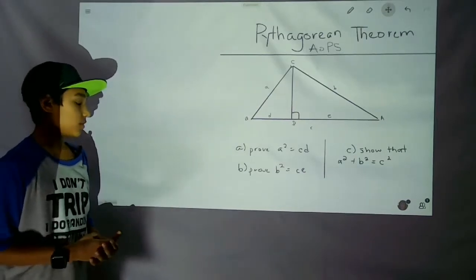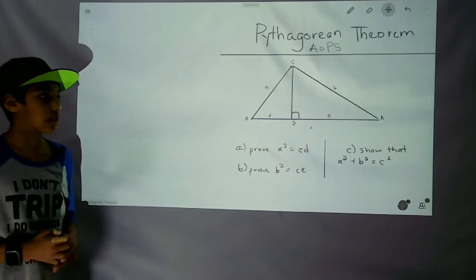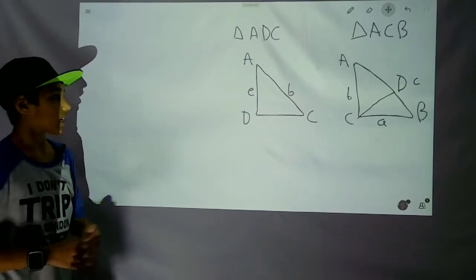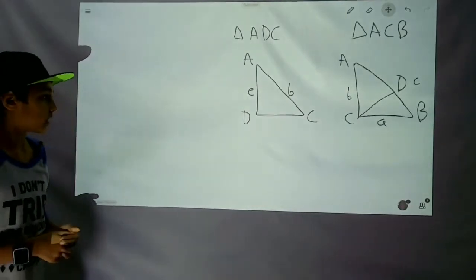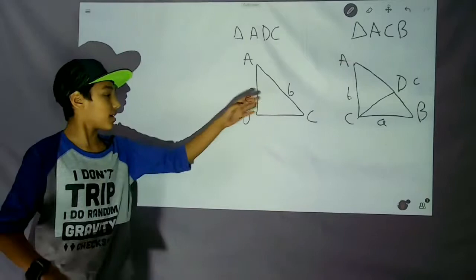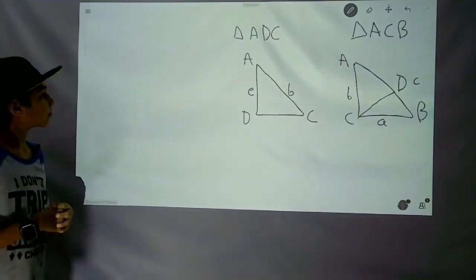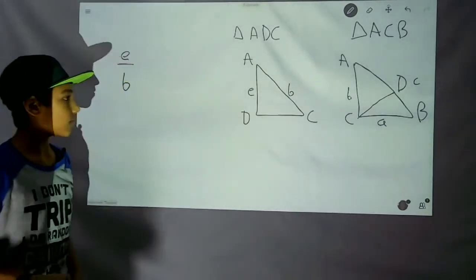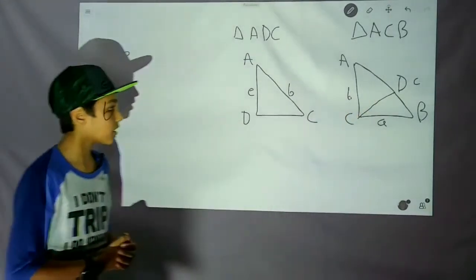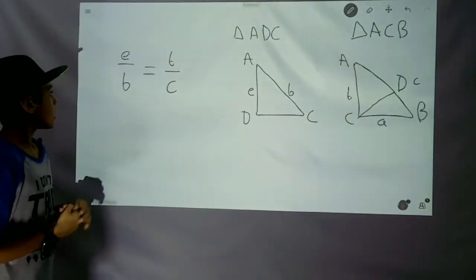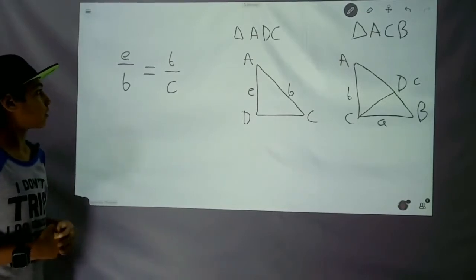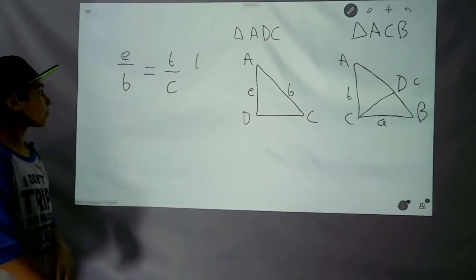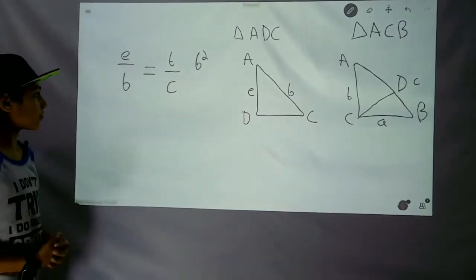Now for B, we're asked to prove that b squared equals ce. So let's go to the triangle that shows these matching up. So scroll down: triangle ADC, and triangle ACB. So now let's find the corresponding sides. We have e divided by b right here, and then we have b, which is the hypotenuse, divided by this hypotenuse, which is c. So lowercase e divided by lowercase b equals lowercase b divided by lowercase c. And then we cross multiply again, and b squared equals ce as our answer.